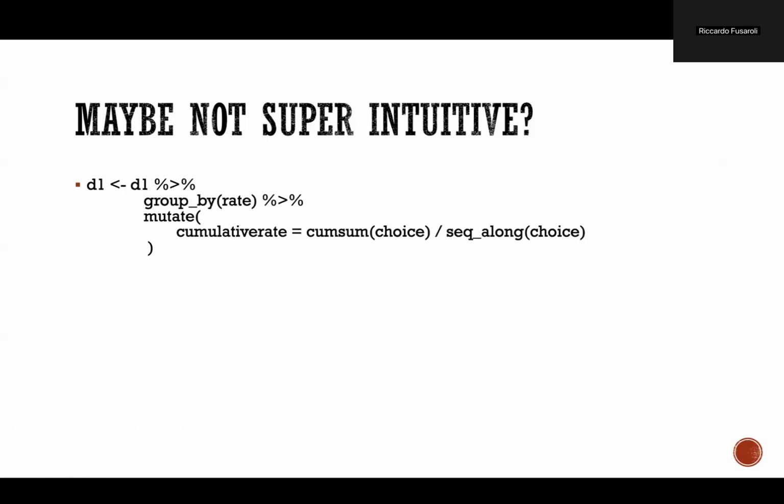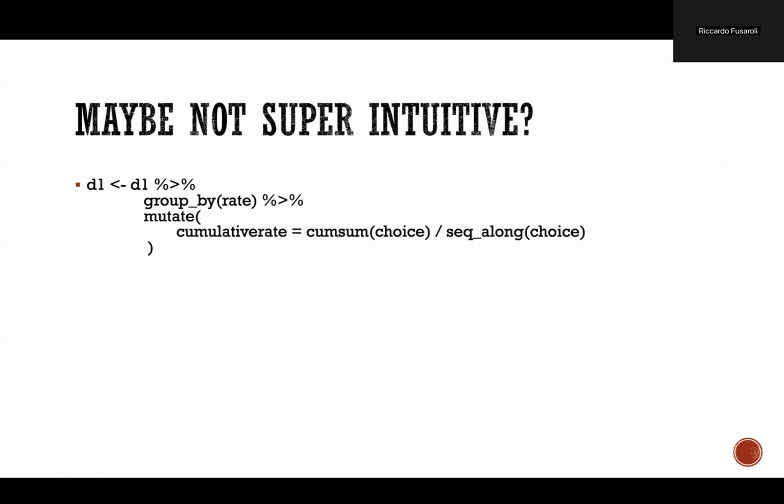So this is what we're going to do. We take D1. We say keep things separated by rate, because we don't want to accumulate across different runs of the simulation. Create a new variable, which is called cumulative rate, which basically says cumulative sum of choice. What is this doing? It's saying basically how many choices have been made so far. In the first trial, it's 1. In the second trial, it's 2. In the third trial, it's 3.